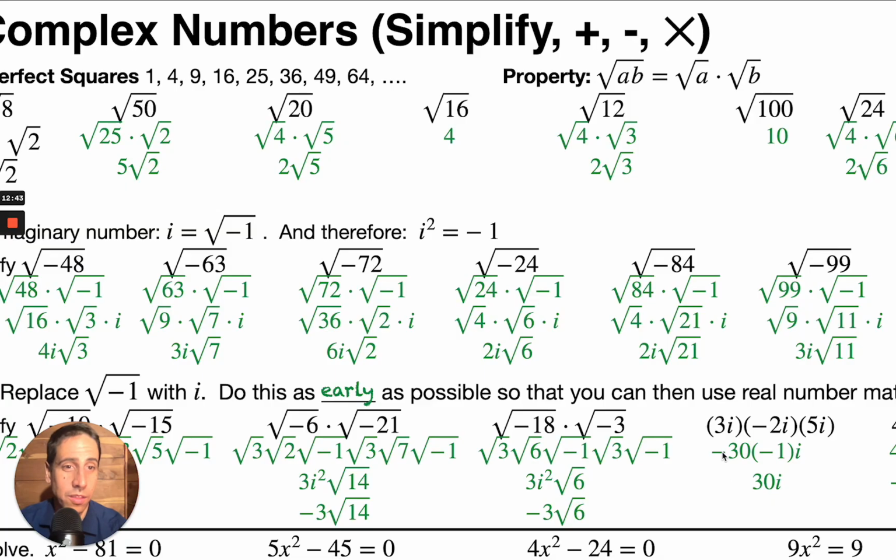All right, 3i times negative 2i times 5i. Well, you have 3 different i's. 2 of them will cancel out to get negative 1, and 1 of them will be left over. 3 times negative 2 times 5 is negative 30. And so negative 30 times negative 1 is 30. So that's just 30i.